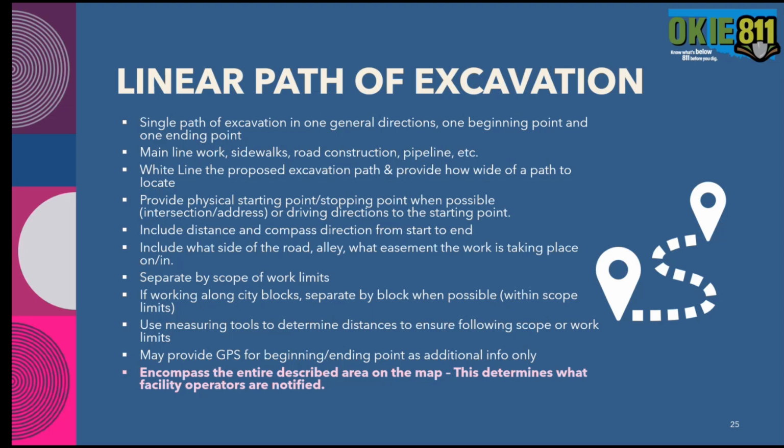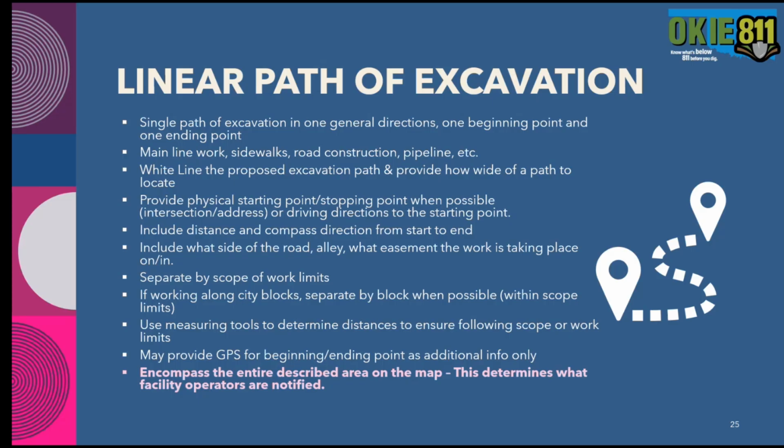You would need to include distances and compass directions from the start to the end of that project, and again, including what side of the road, what side of the alley, what easement, things we've already talked about. And then of course, you'll have to separate by those scope of work limits. One thing we do suggest, if you are working along city blocks in town, separate by block when possible, even if those blocks are 200 feet long. Separate by the block because that's going to be easier for you to keep up with and easier for the locators to follow. And of course, if there's a longer block, you still would need to stay within the scope limits of no more than 500 feet.